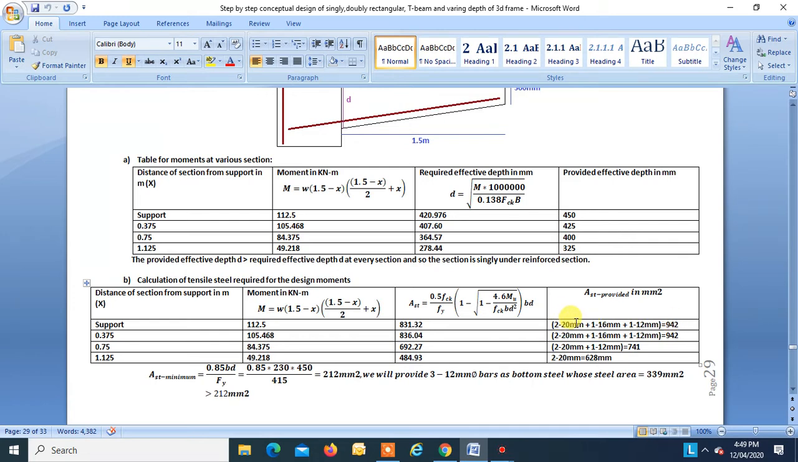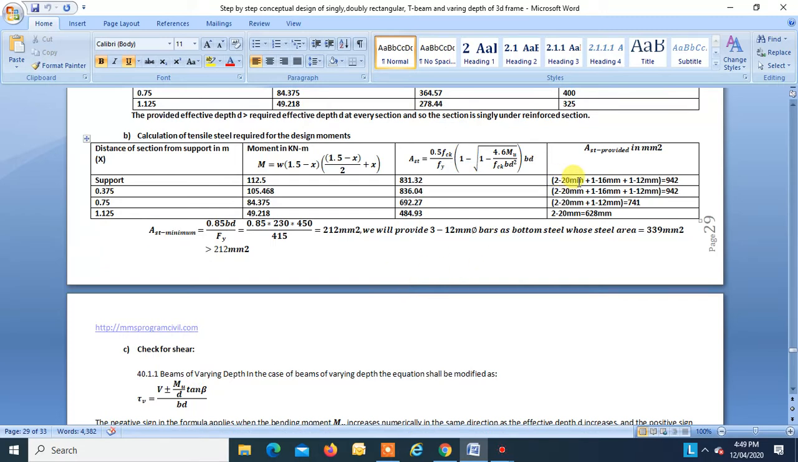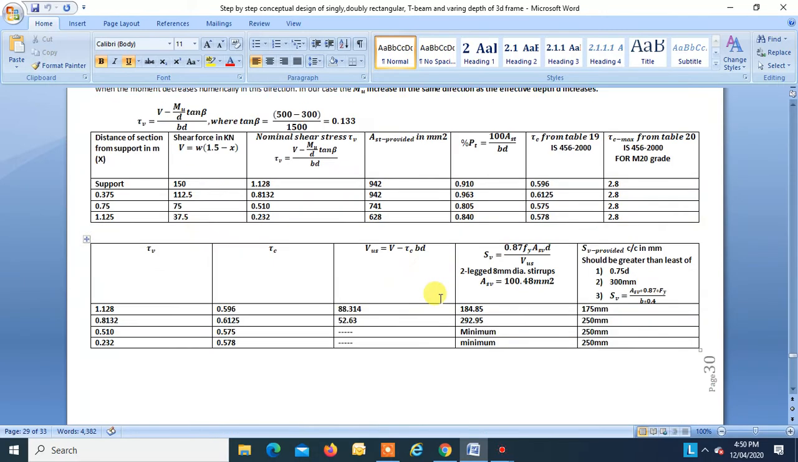That is 2 bars of 20 mm plus 1 of 16 mm plus 1 of 12 mm bar. This steel has to be provided up to a distance 0.375 meters. This is the theoretical cutoff point where you can cut this steel or reduce the steel. But the code says you cannot do the curtailment at this point; you will have to extend the steel by a distance L0. Let me explain through the figure. So this steel is 20 plus 16 plus 12 mm.